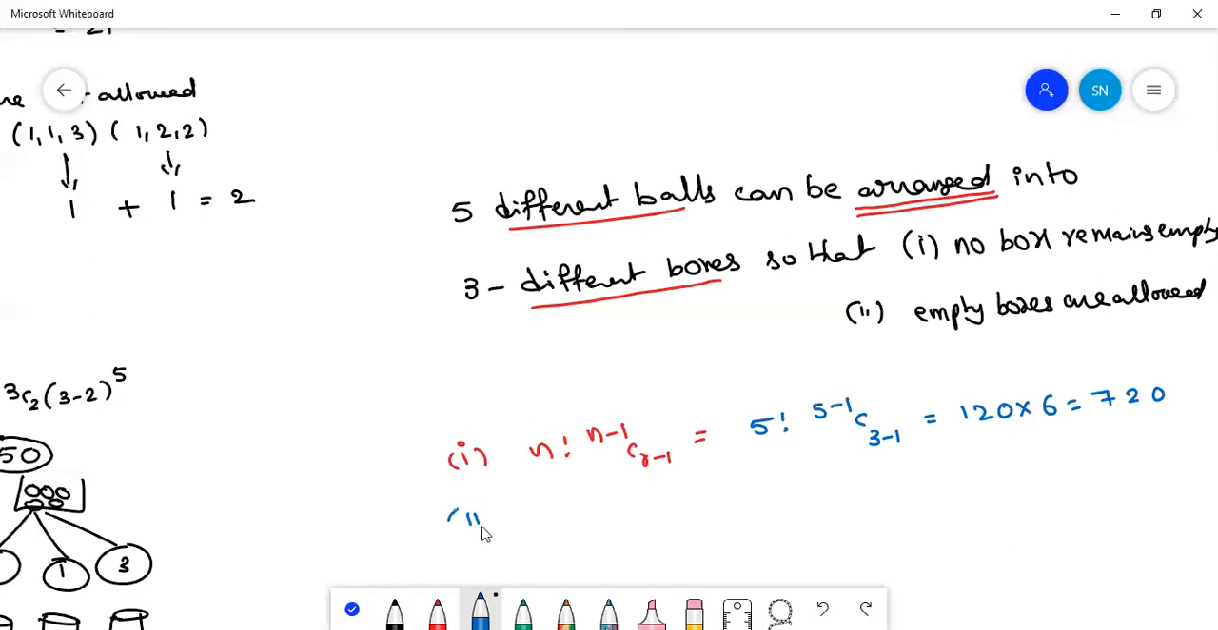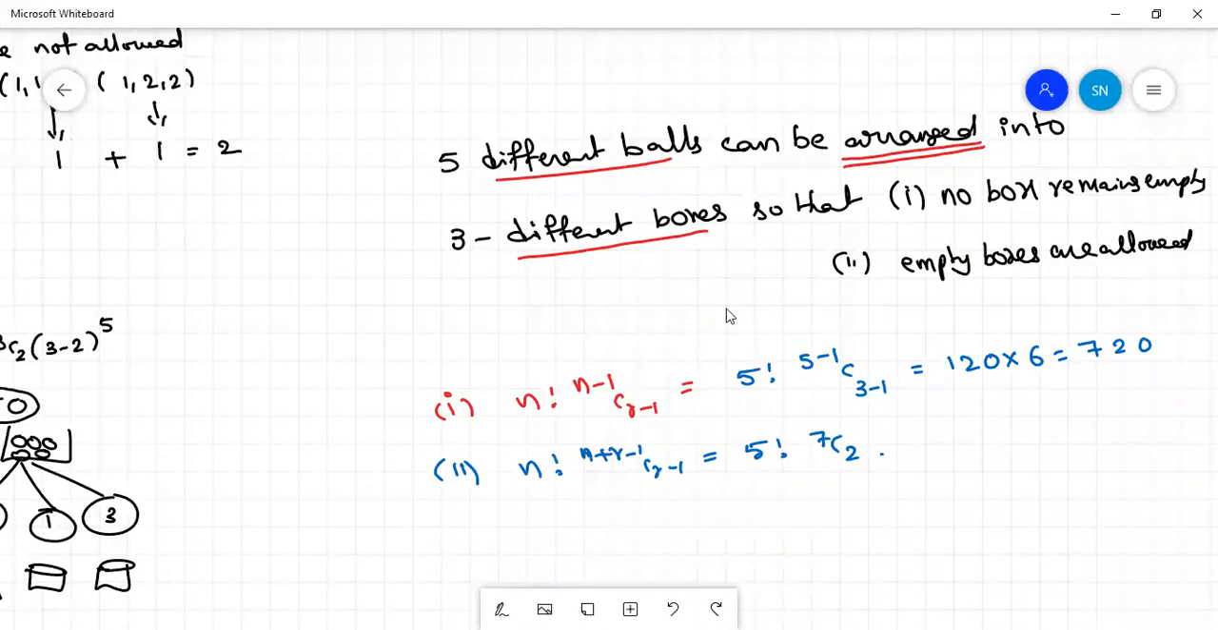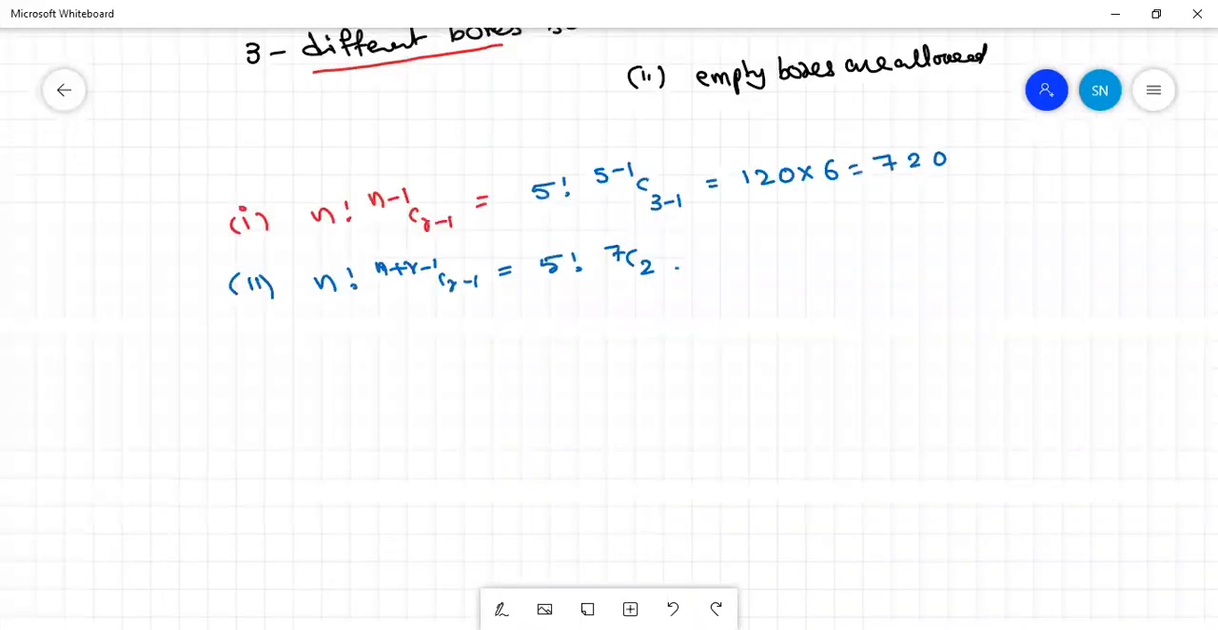Whereas in the second case, where empty boxes are allowed, it is n factorial into n plus r minus 1 c r minus 1, which is 5 factorial into 7c2. So finally, let me explain just the first case, how it is coming out to 720, so that you can clearly differentiate it from the previous cases.